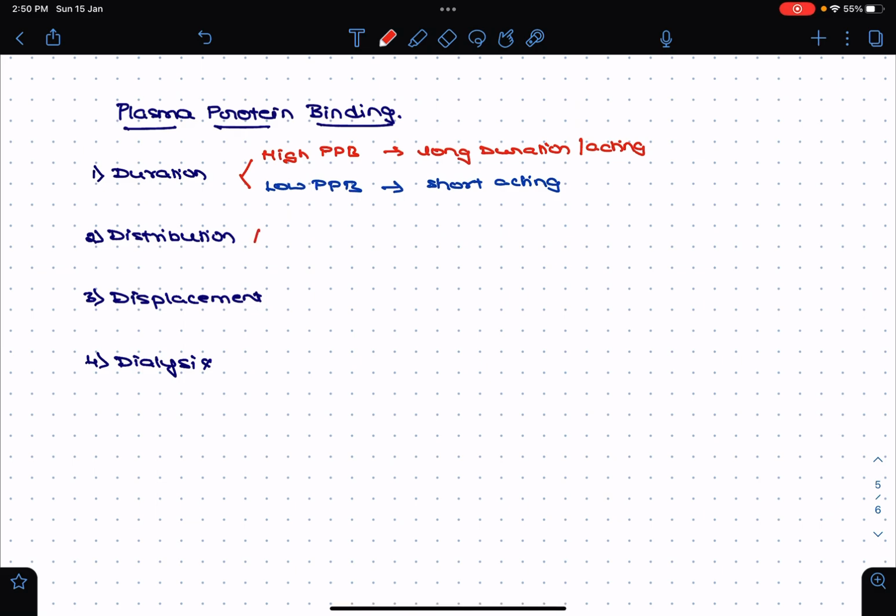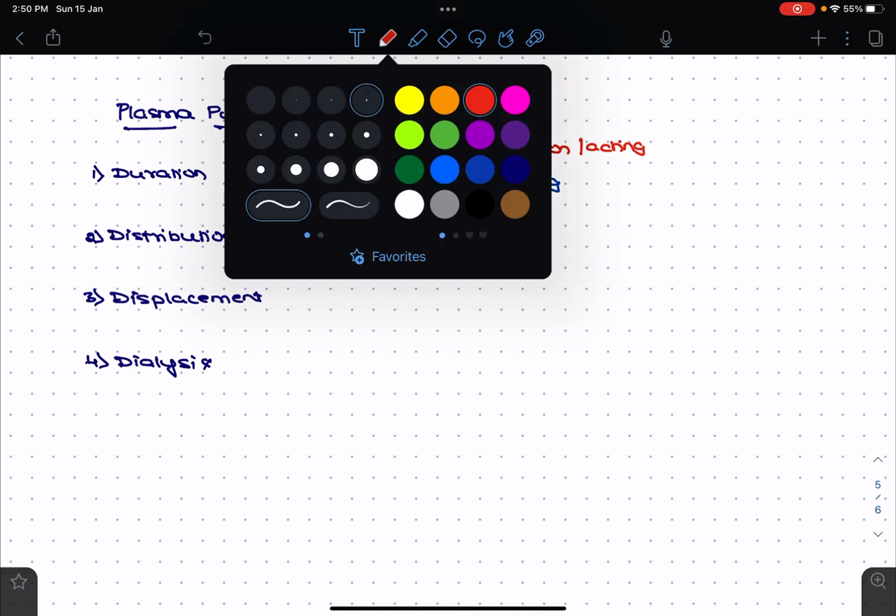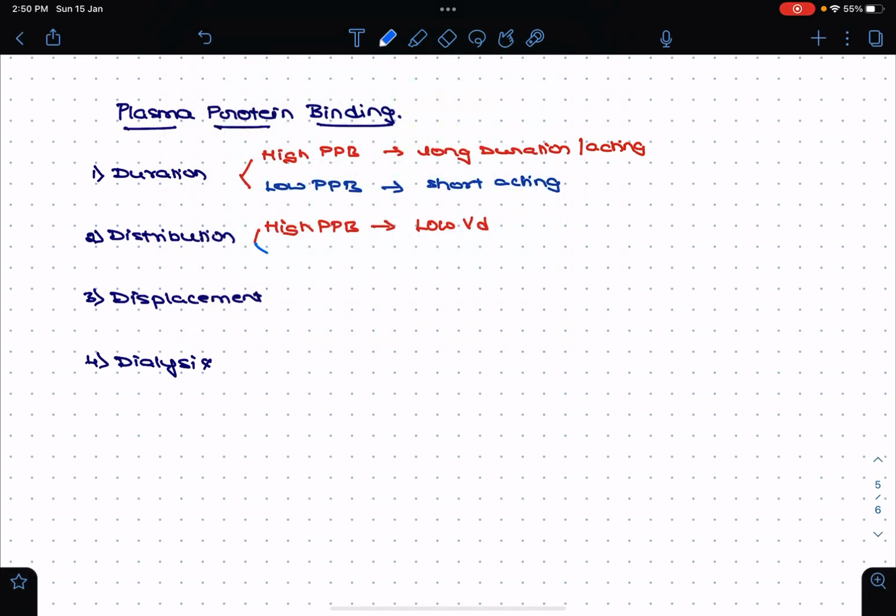So what happens with respect to the distribution? Those drugs which have high plasma protein binding capacity will have low volume of distribution, whereas those drugs which have low plasma protein binding capacity will have high volume of distribution.